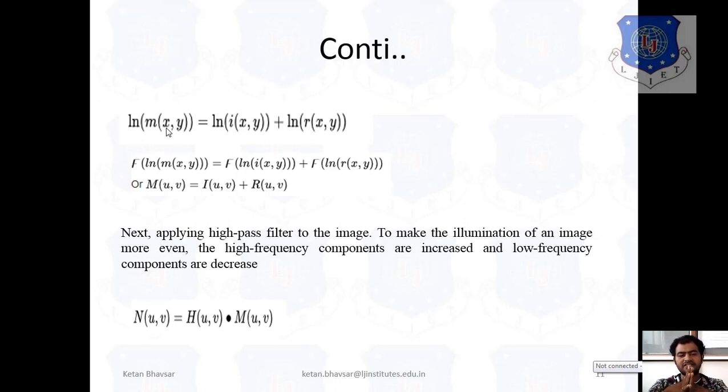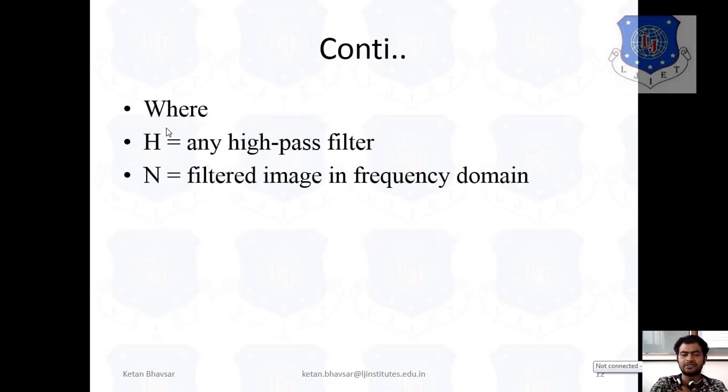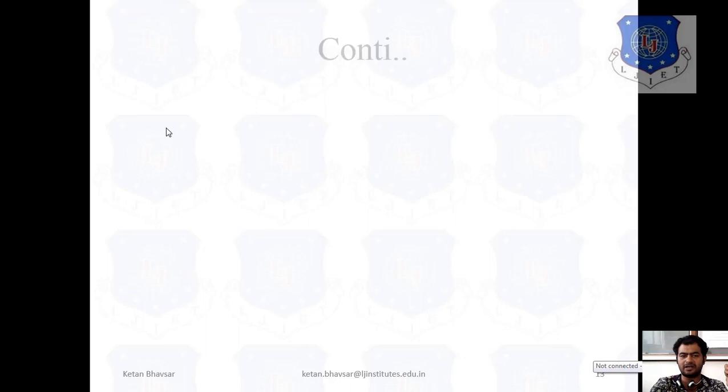So N(u,v) is equal to H(u,v) times M(u,v). Definitely with increasing the high frequency content, your low frequency content is reduced gradually, and you are getting a better result as compared to the other filters. As we can see, as per this equation, H is a high pass filter and N is the filtered image in the frequency domain, and after that we apply the inverse transformation to get back the meaningful content. So n(x,y) is equal to the inverse of F of N(u,v).